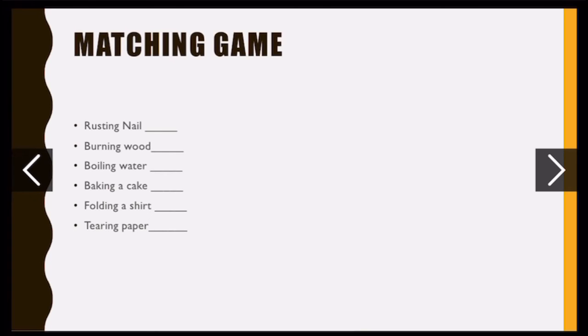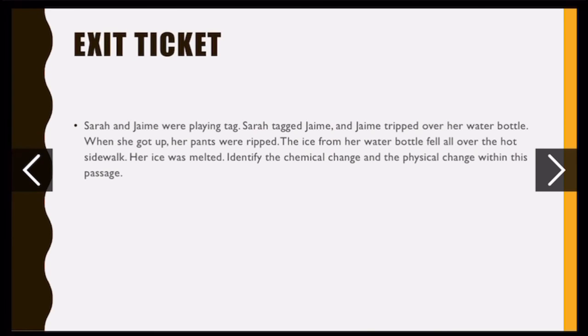They'll write a P beside, and this is a part of the we do. The beginning was the I do. This is a we do. They write a P beside anything that's a physical change and a C beside anything that's a chemical change. And for their you do, they'll do the exit ticket independently.